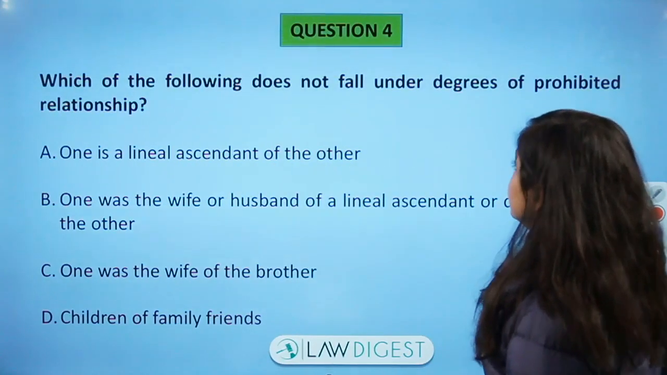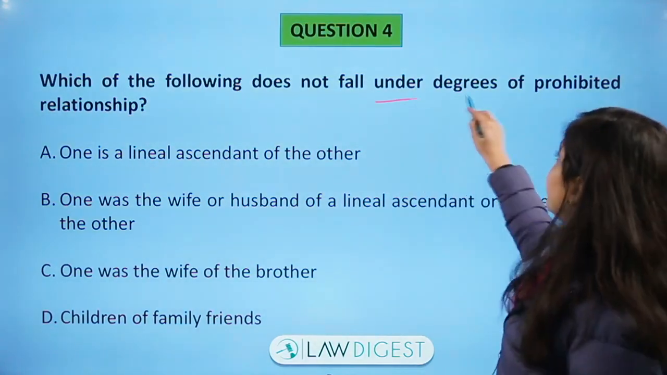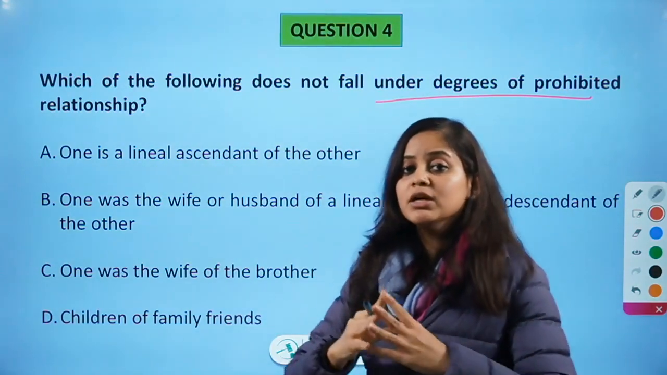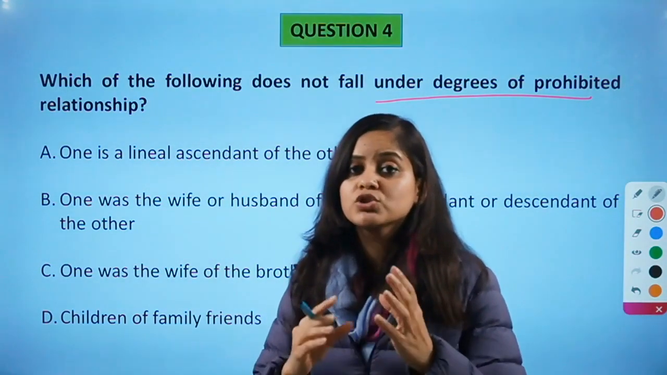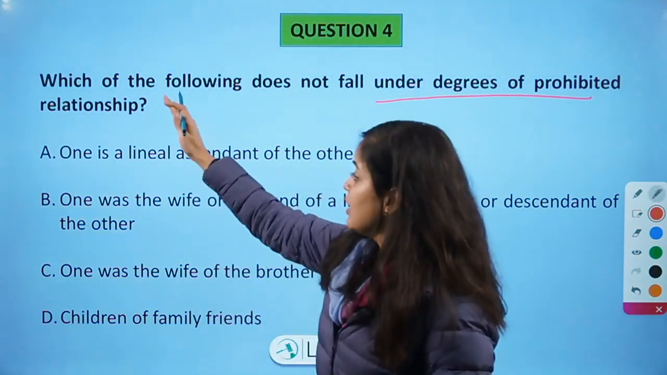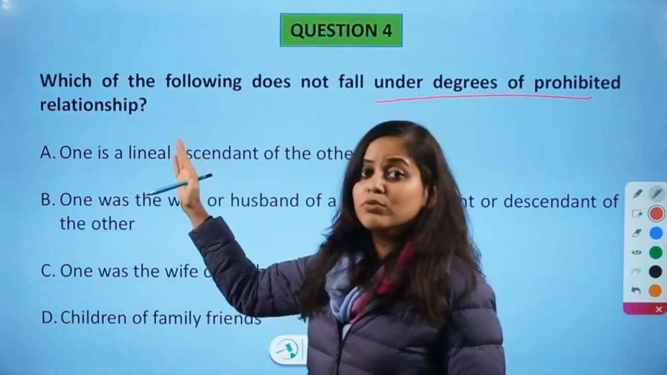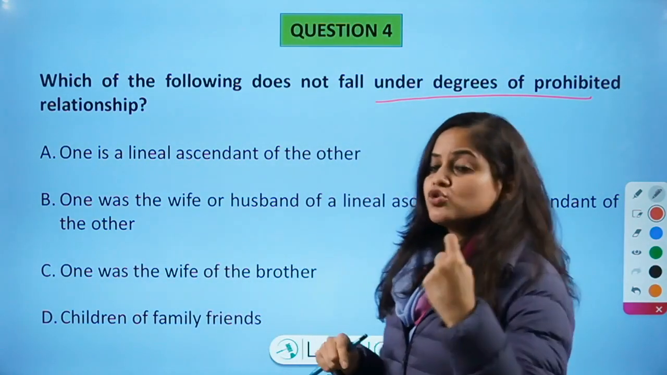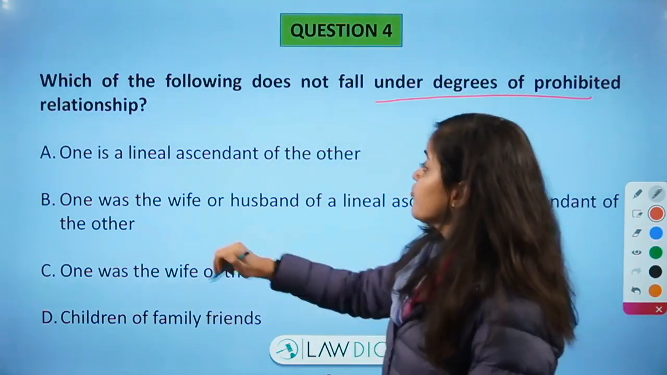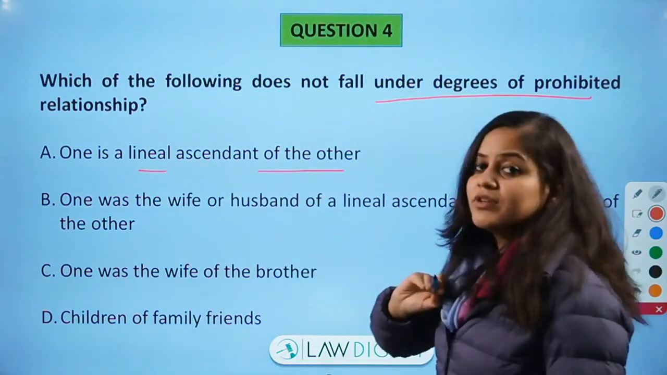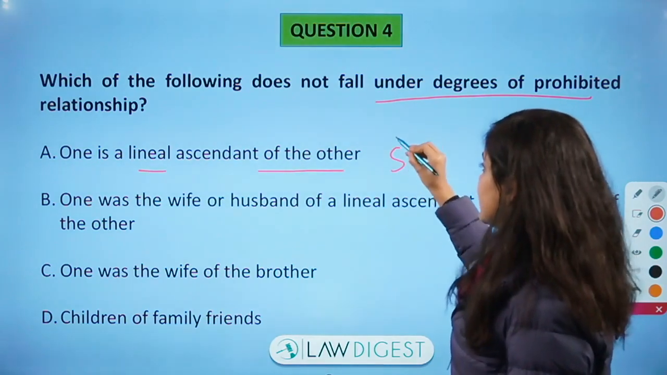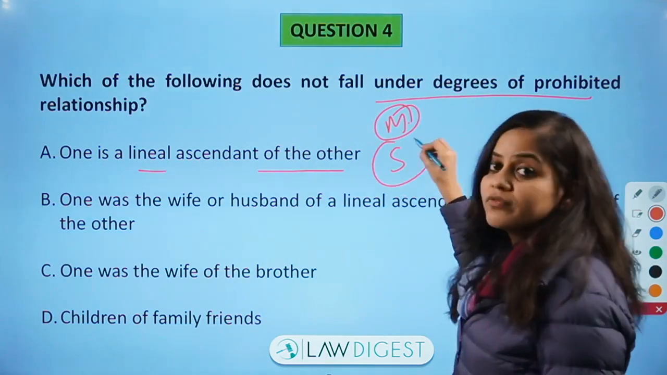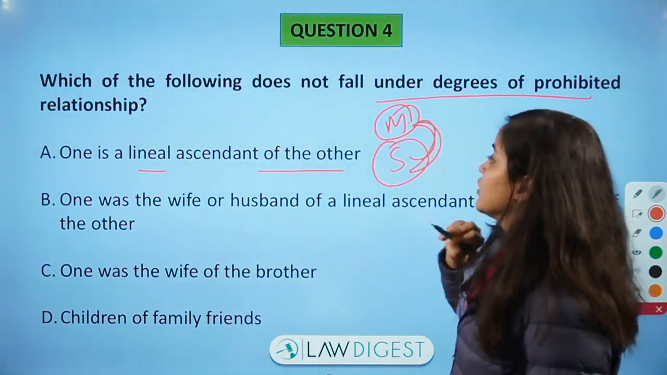Moving on to the next one. Which of the following does not fall under the degrees of prohibited relationship? Now, in the Hindu Marriage Act, sapinda relationship and prohibited relationship both are defined. Now, it has been asked which of these categories is the one. Which of the following does not fall within the prohibited relationship degrees? In prohibited relationship degrees, one is a lineal ascendant of the other. That means that if there is a son and there is a mother, the mother is a lineal ascendant of the son, so these both people cannot get married.